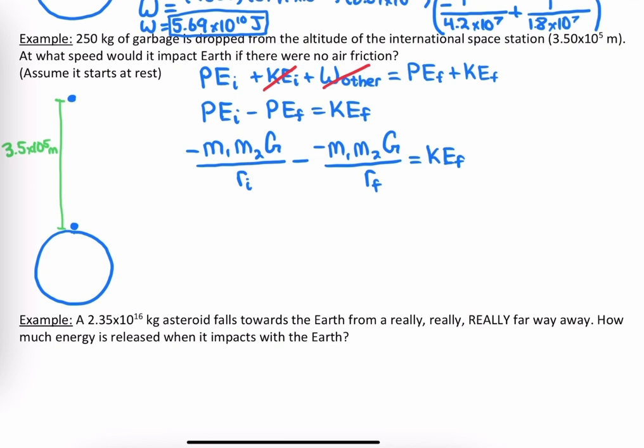R initial is going to be the radius, the distance from the center when we're up here. So that's going to be my 3.5 times 10 to the 5 plus the radius of the Earth. And my R final is going to be how far I am from the center of the Earth at the end. And that's going to be just the radius of the Earth. What I'm going to do is factor out that M1, M2, big G, because I like to just avoid typing more things into my calculator than I have to.